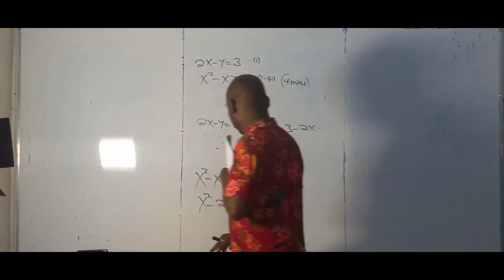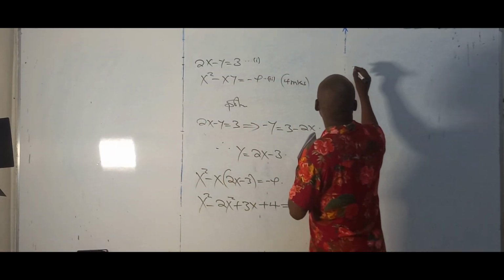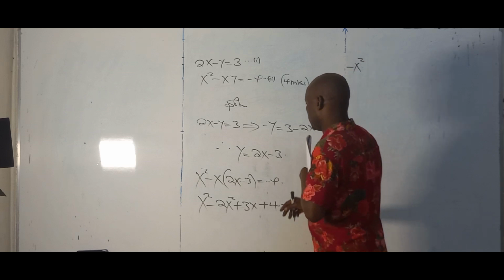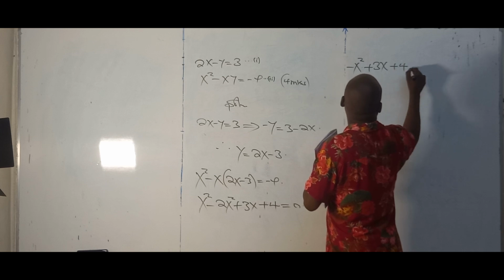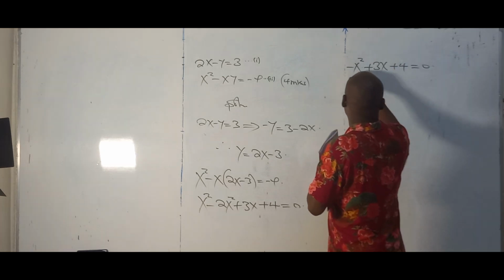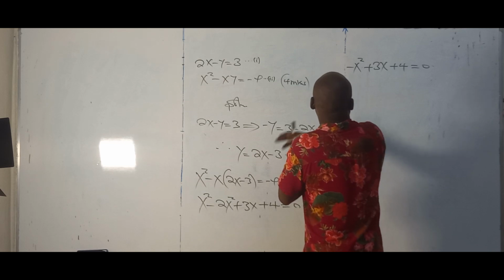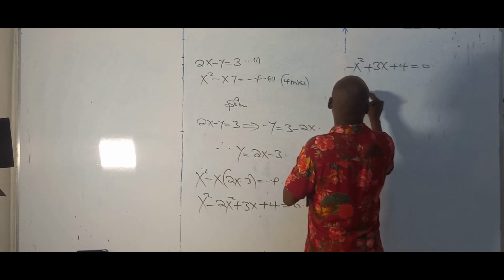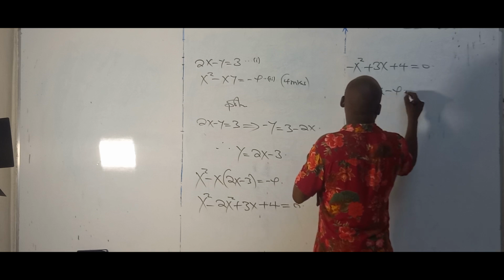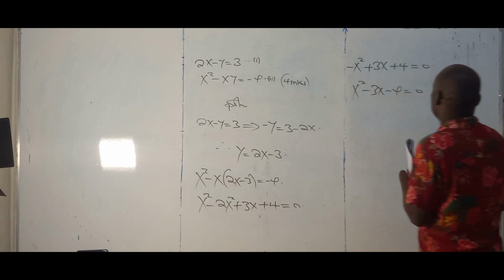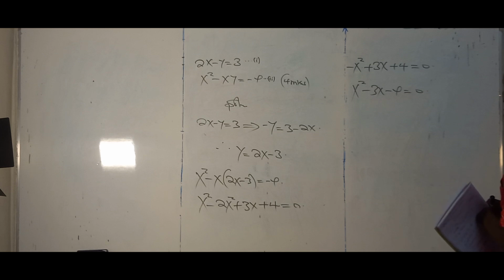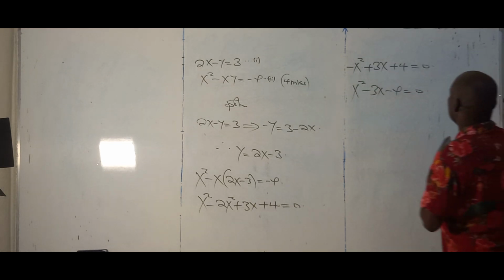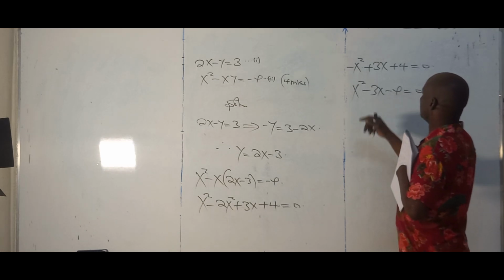So x squared minus 2x squared is minus x squared plus 3x plus 4 is equal to 0. I want to divide each term by negative so that I have x squared minus 3x minus 4 is equal to 0. So I'm looking for two numbers whose product is negative 4, and sum is negative 3.